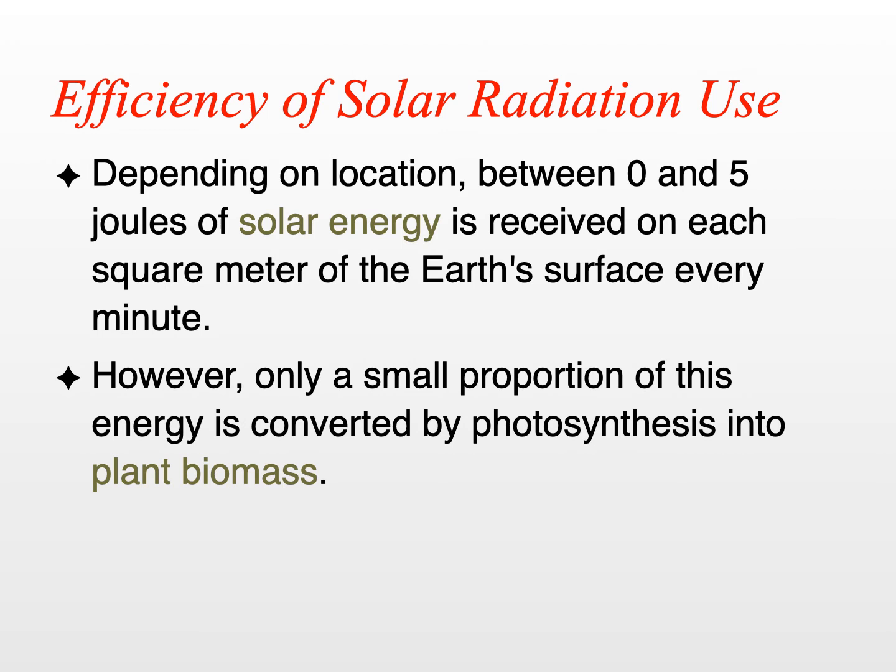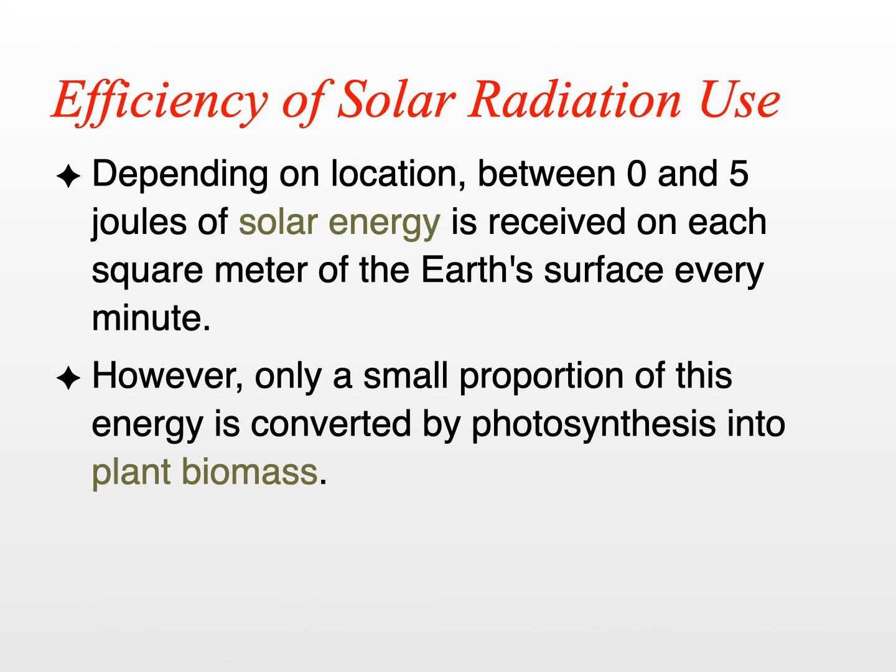Okay, the efficiency of solar radiation use. Depending upon location, between 0 and 5 joules of solar energy is received on each square meter of the Earth's surface every minute. And of course, we expect the maximums near the equator, minimums near the poles. However, solar radiation consists of many different wavelength bands of radiation, different colors, from blue to red. And not all of these different wavelengths are useful for photosynthesis. In fact, the reason why plants appear green is because that's what they reflect back to us. That is a particular color that is not used in photosynthesis.